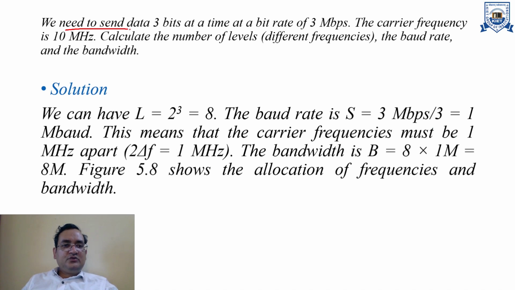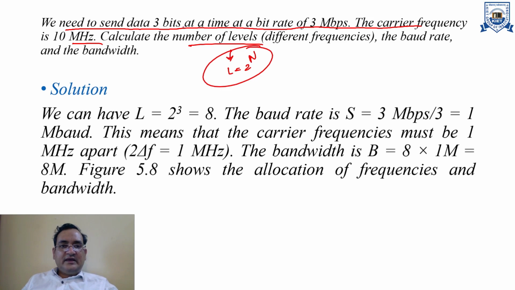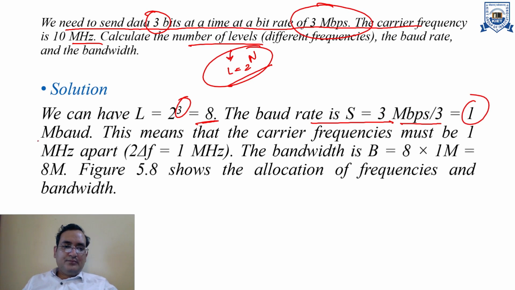Another example: we need to send data, let us suppose 3 bits at a time, at a bit rate of 3 Mbps and the carrier frequency is 10 MHz. Calculate the number of levels, right? The number of levels L is equal to 2 to the power n, so as 3 bits are there, the total number of levels will be 8. Because you are combining 3 bits, the baud rate is the bit rate divided by the number of bits in a symbol, so 3 Mbps divided by 3 gives 1 Mbaud, right?